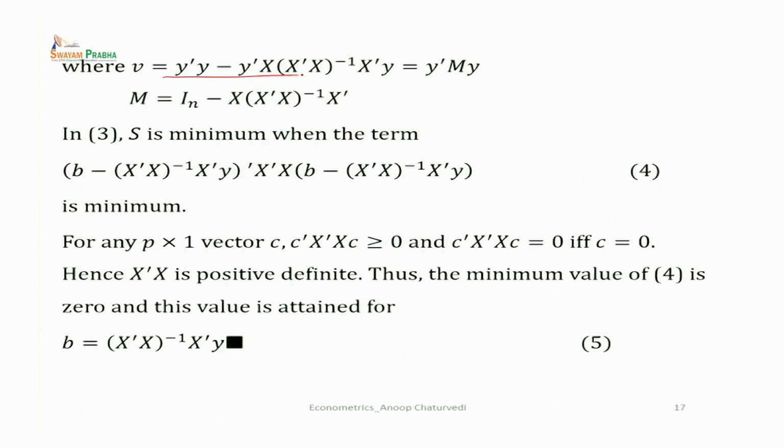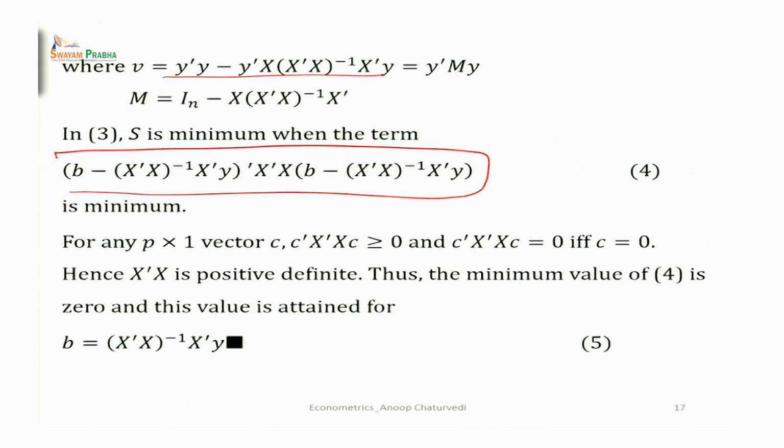So, we write V equal to this, or you can also write V as Y'MY, where M is this matrix I_n minus X(X'X)^{-1}X'. So, you simply substitute the value of M here, then you get Y'Y minus this term. So, ultimately this V does not involve b. So, S is minimum when the term (b minus (X'X)^{-1}X'Y)' X'X (b minus (X'X)^{-1}X'Y) is minimum. So, ultimately you have to minimize this term.